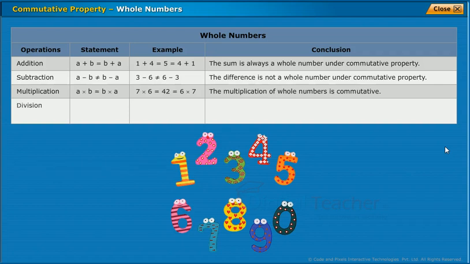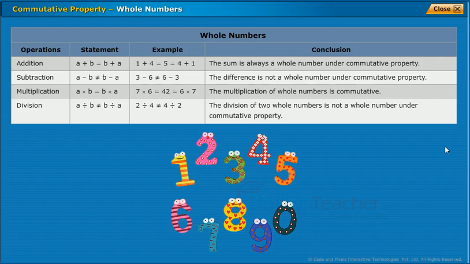Under division, it states that the change in the order of two whole numbers changes the result when divided. For example, 2/4 is not equal to 4/2. It concludes that division of two whole numbers is not commutative.